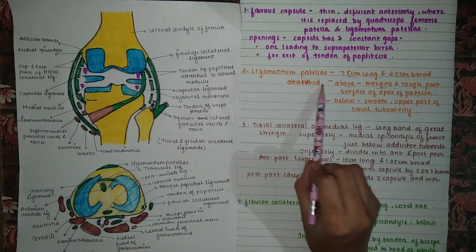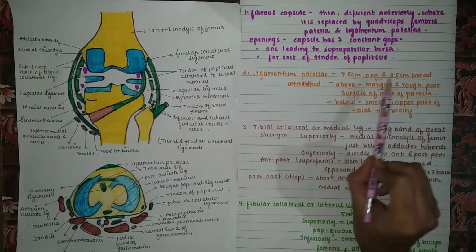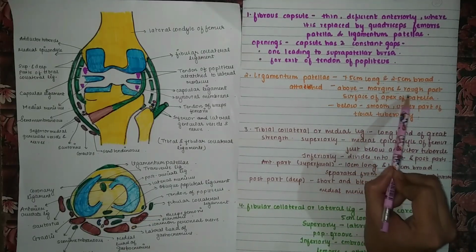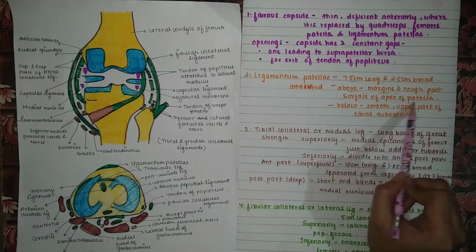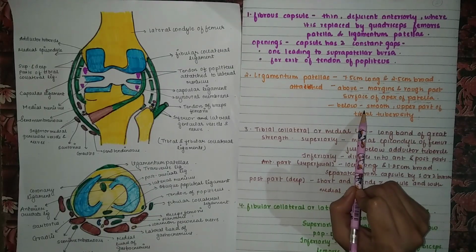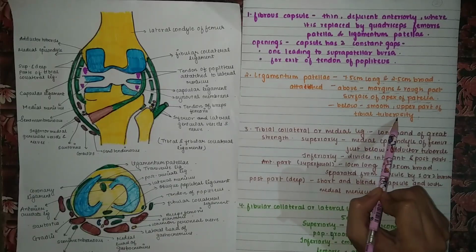Second is ligamentum patellae. It is 7.5 cm long and 2.5 cm broad. Above, it is attached to the margins and the rough posterior surface of the apex of patella. Below, it is smooth and attached to the upper part of tibial tuberosity.